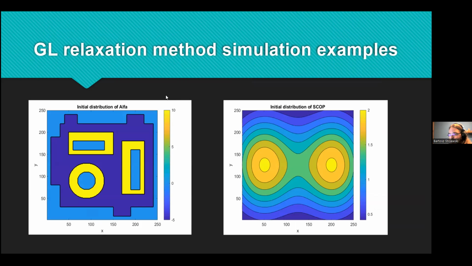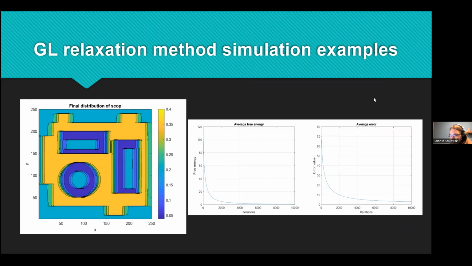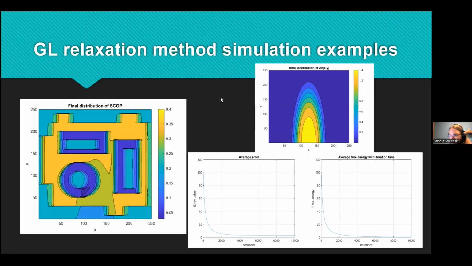Next is the same structure as before, but this time we use an initial distribution of SCOP as 2 Gaussian peaks instead of 1 large peak. And the results are presented on the slide right here. Similarly goes with the vector potential as shown here. It is worth mentioning that previously we had a symmetrical vector potential, but this time it is not a symmetrical vector potential.